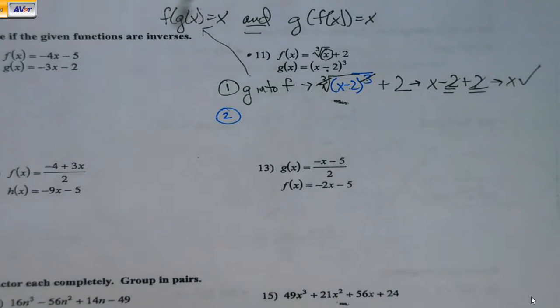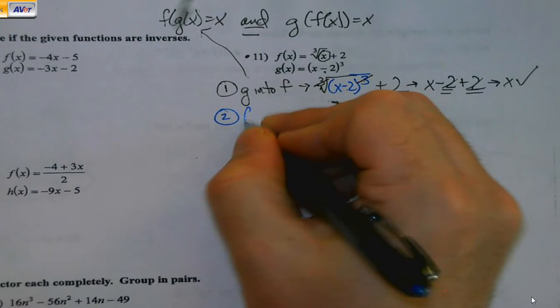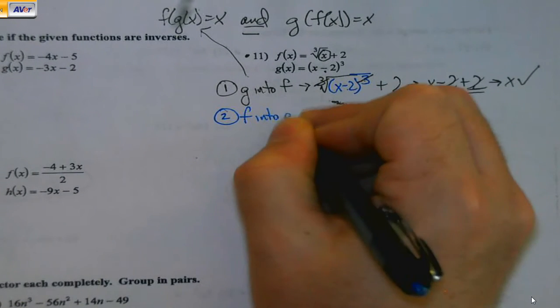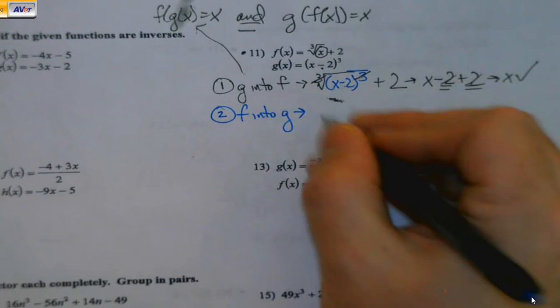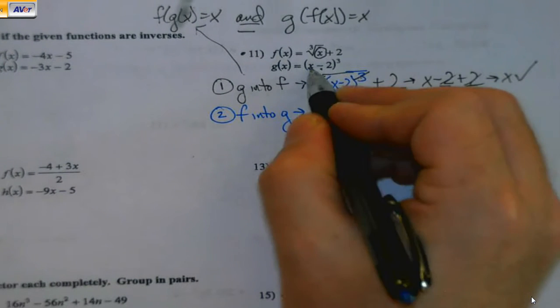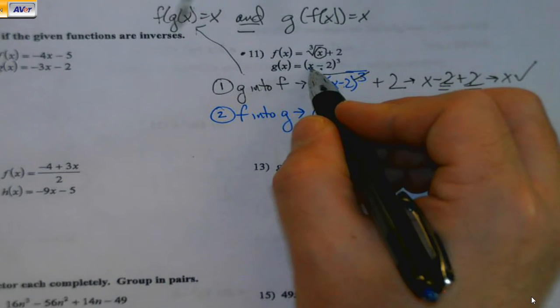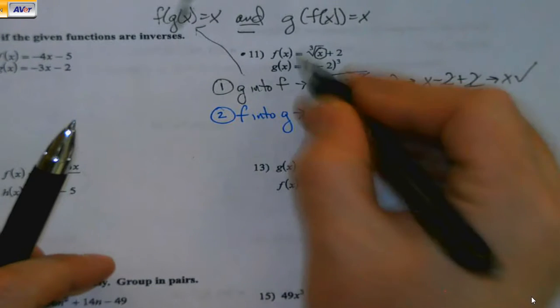Now since that worked, I have to check the other one, which says we're going to plug f into g. So I'm going to start to write my g, but I notice right away there's my x. I've got to replace it with this stuff.